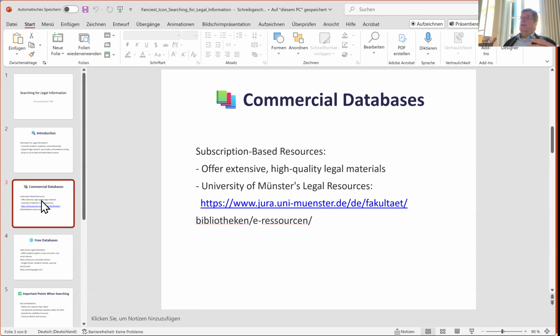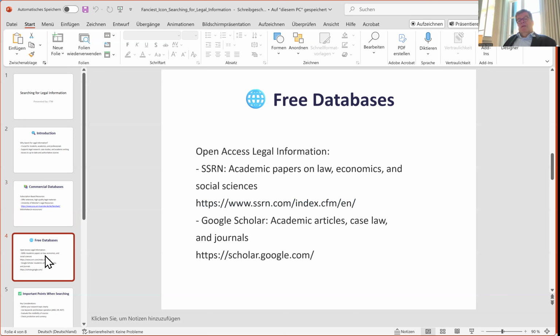We have as well Westlaw and LexisNexis. That's offered in Münster as well. We can use it. But that's expensive. That's a disadvantage. We have certain free databases which provide open access information.